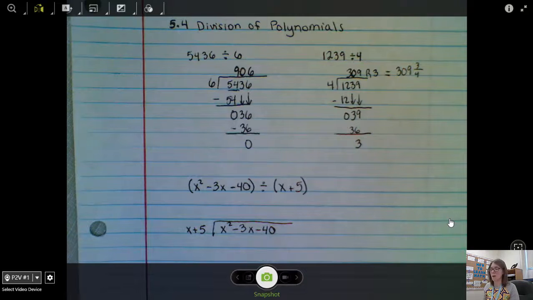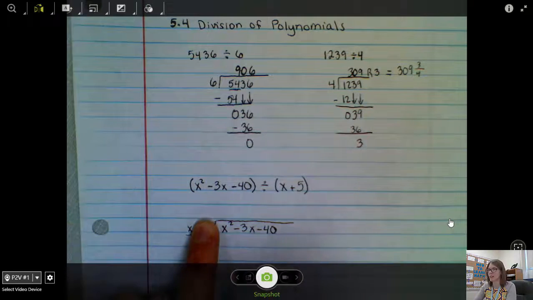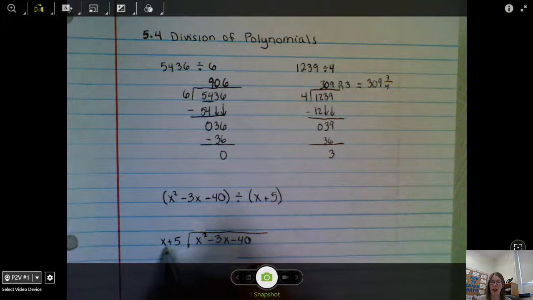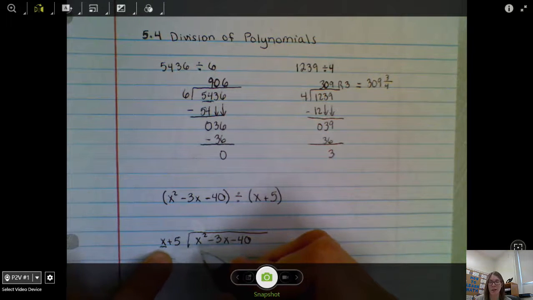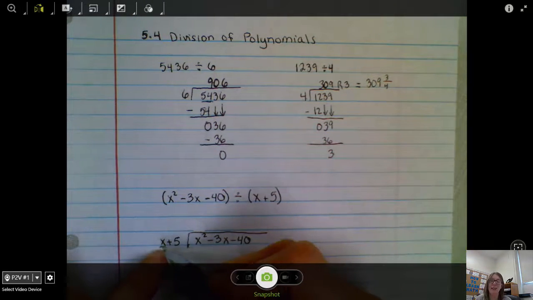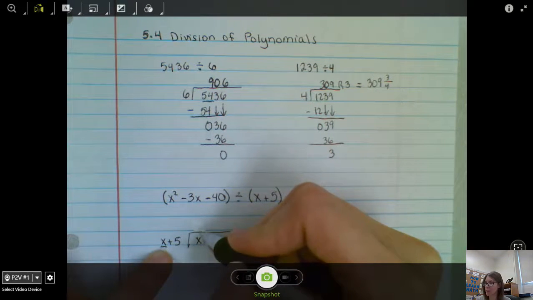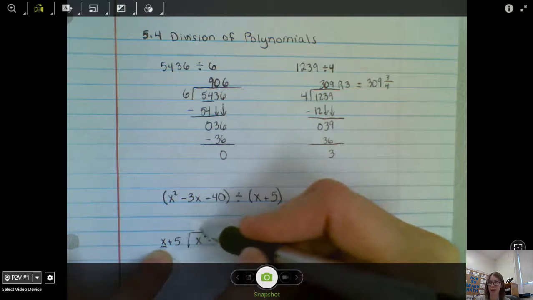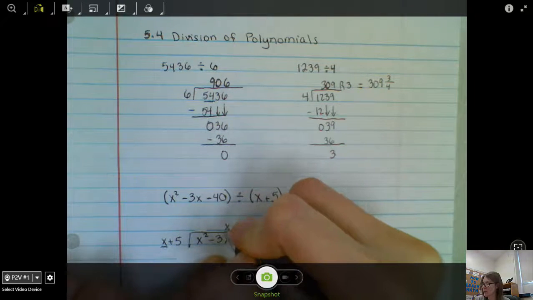Now, when I'm working with my polynomial long division, I really want to look at my first term out front. My second term will kind of take care of itself. But look at our first term out front. I really need to be thinking about how many times does x go into x squared? And I know x times x gives me x squared. So I need to write my x on top. And when I write my x here, I want to make sure that my x lines up with its like term. So I don't want to write my x here, because then I'd have an x on top of x squared. I want my x to go here.